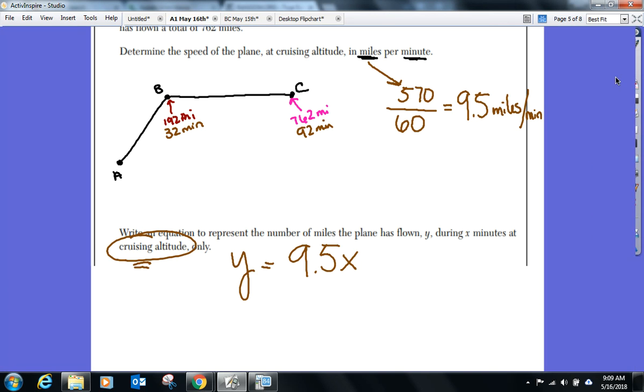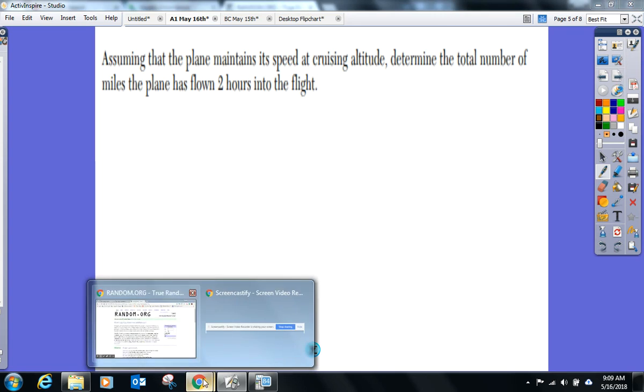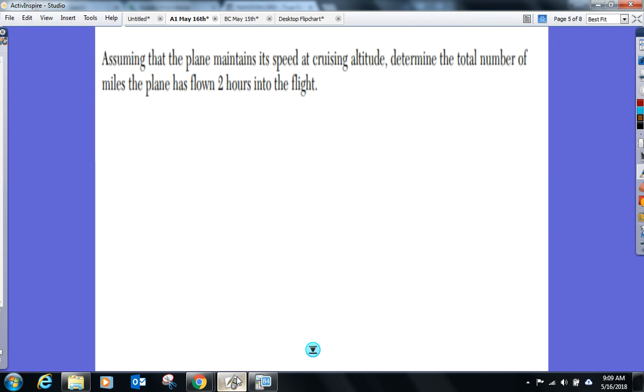Finally, he's going to maintain that 9.5 miles per minute. Determine the total number of miles, the total from the beginning to the end, in 2 hours. How many miles did it go in 2 hours? All right, well, everything's been in minutes here, right? Everything's been in minutes. 2 hours in minutes first. Need some help? 2 hours in minutes. 120, yep.